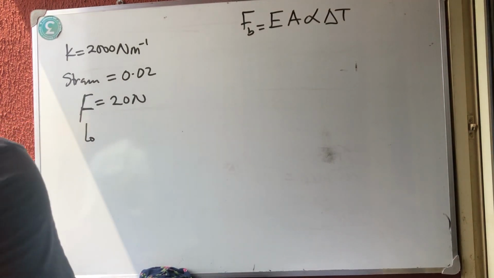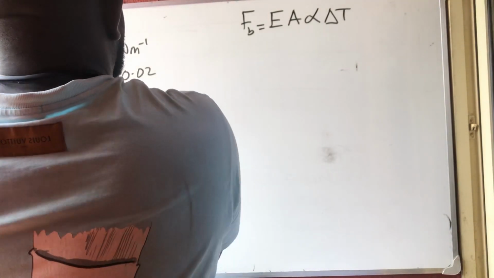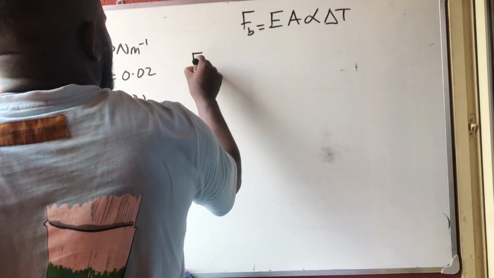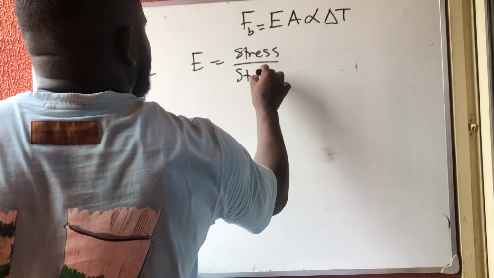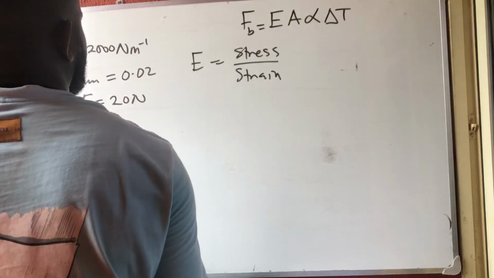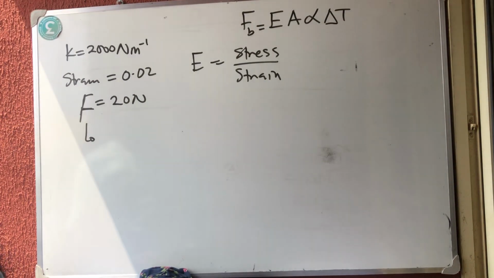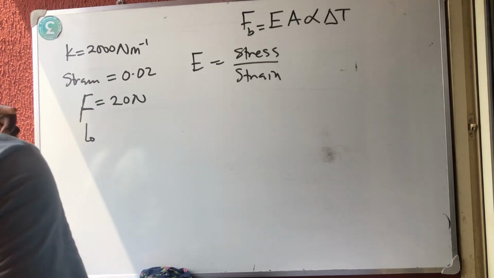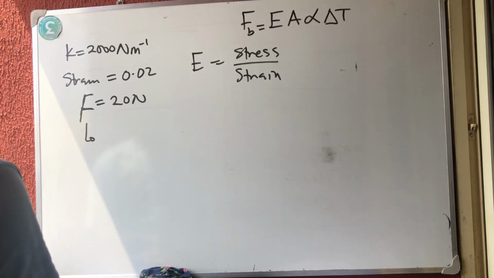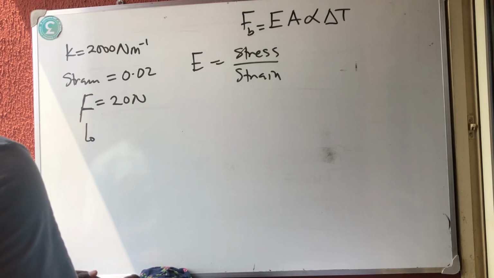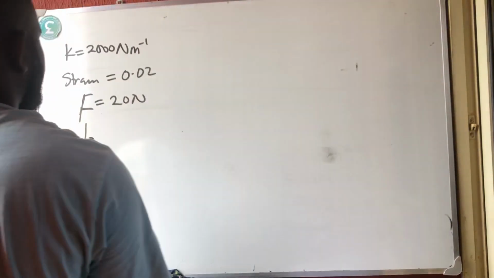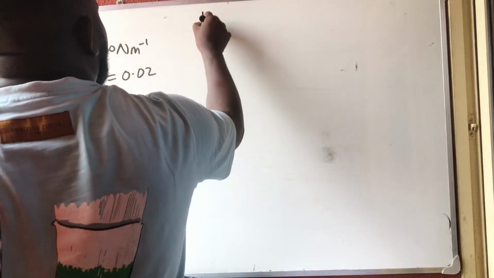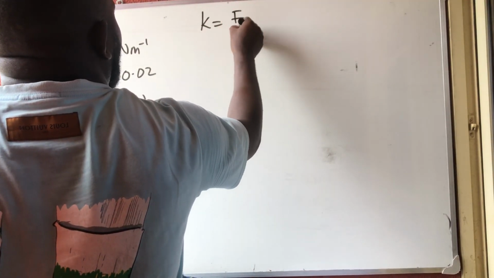So we know that Young modulus E is equal to stress over strain. First of all, did they give us the Young modulus? No, they did not. From here they gave us the force constant. I know that force constant is equal to F over E. Don't forget.